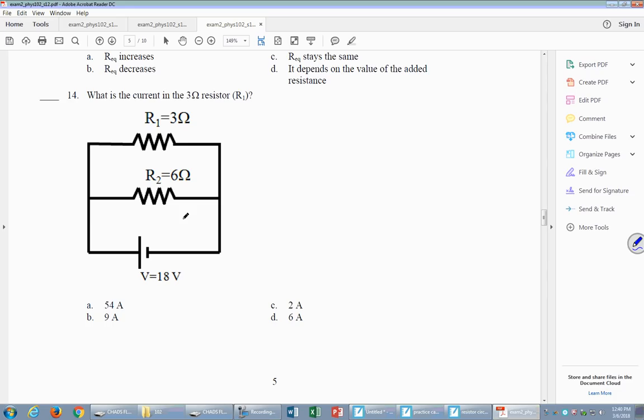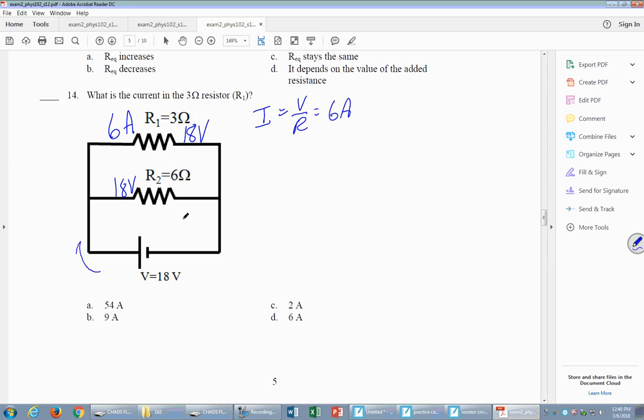Current in the 3 ohm resistor? It should be a quick one. When you encounter a parallel circuit, it should be quick, quick, quick. So each of these has 18 volts on it. If I have 18 volts across 3 ohms, the current is going to be 6 amps, because I is V over R, which is 6 amps.